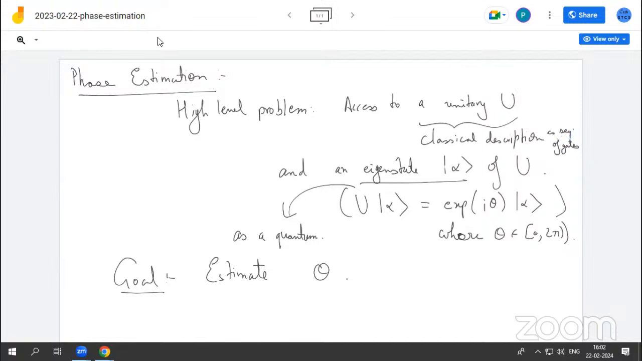The identity is given on one. So there's one copy of the identity given.